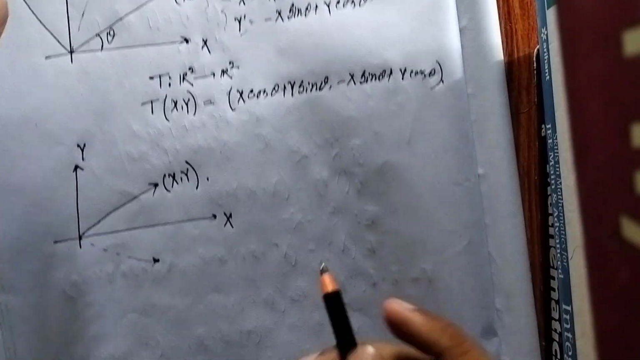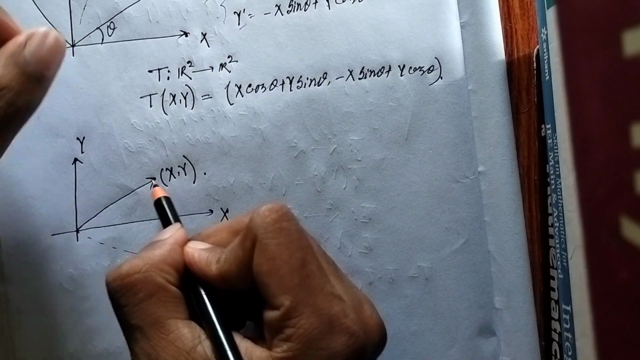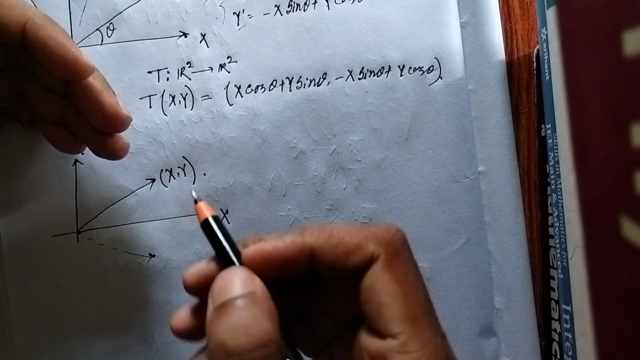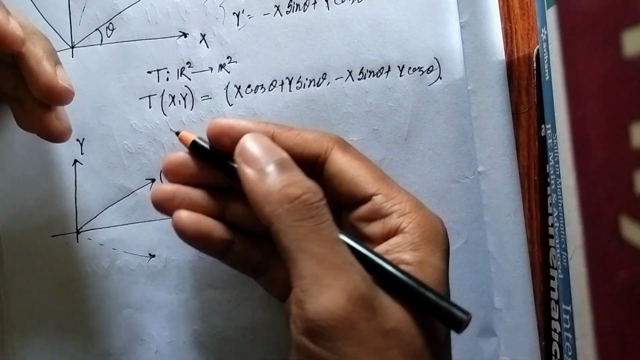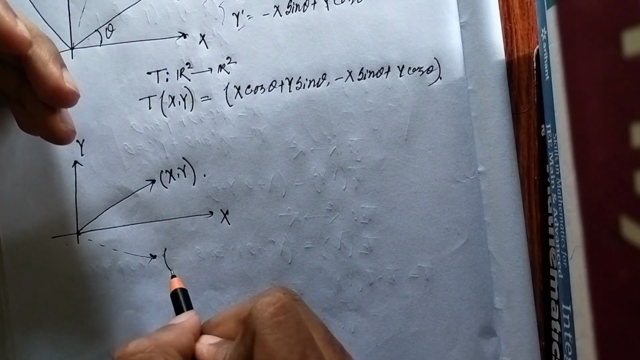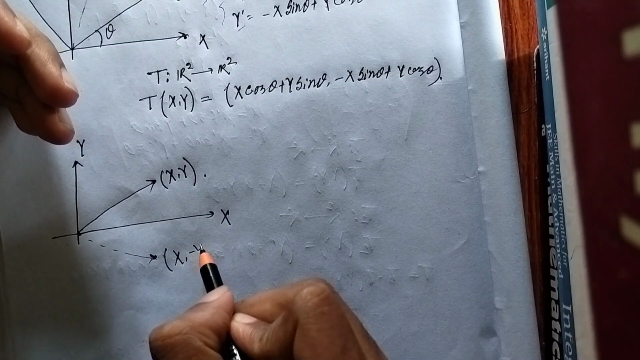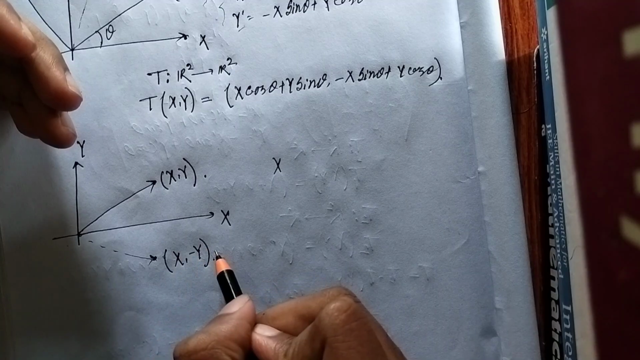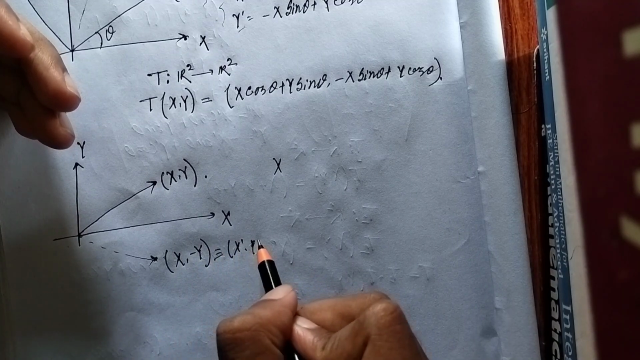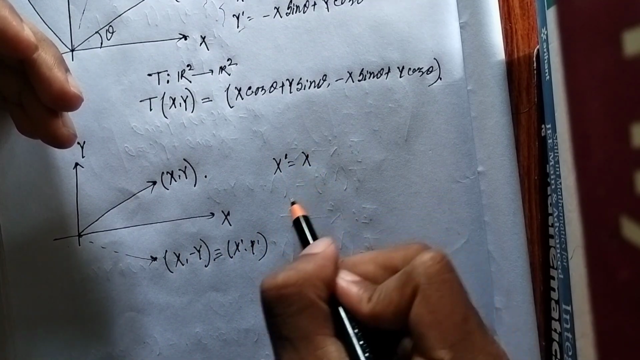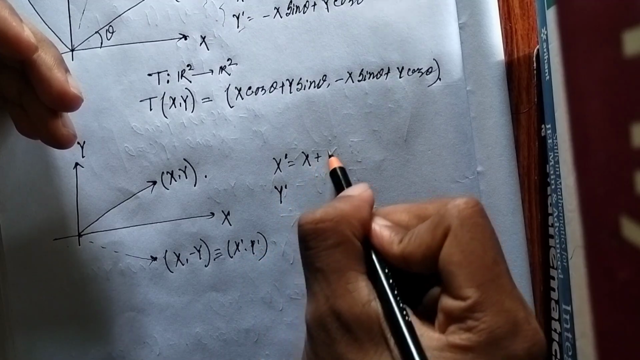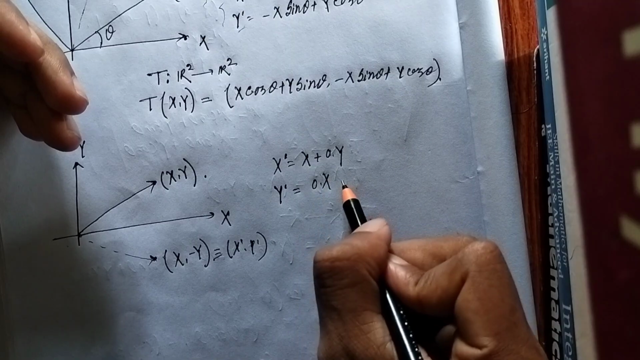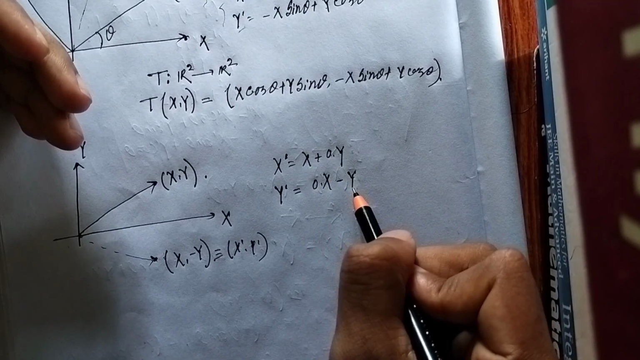Now the reflection. If this is the point x comma y and the x-axis is working like a mirror, the point just goes here. That means the x position remains still and just the y is changing. If I write this as x dash, y dash, x dash actually remains x, and y dash equals 0x minus y. This is actually happening.